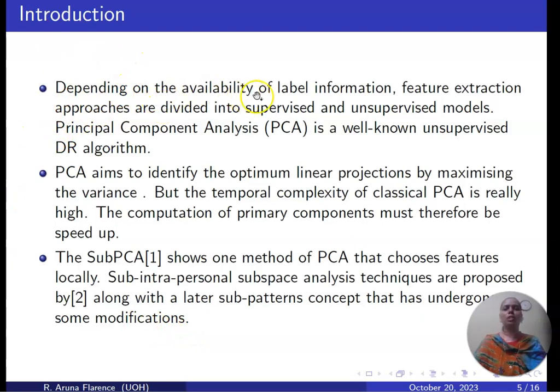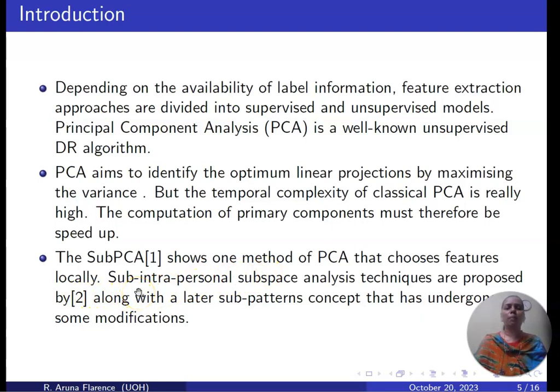Depending on the availability of label information, feature extraction approaches are divided into supervised and unsupervised models. Principal component analysis is a well-known unsupervised dimensionality reduction algorithm. It aims at finding the optimum linear projections by maximizing the variance. But the temporal complexity of classical PCA is really high. So this is avoided by using SubPCA, which chooses the features locally.